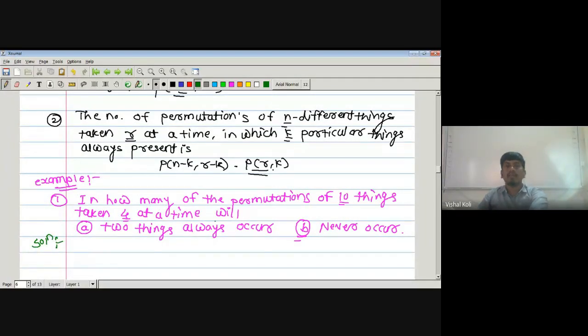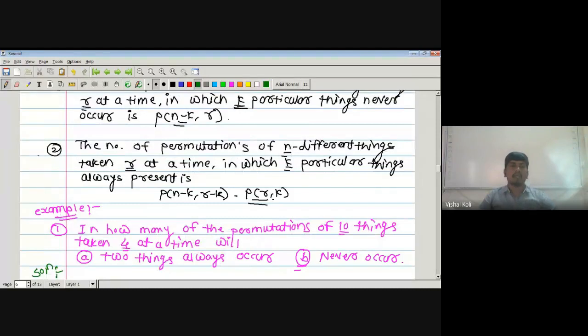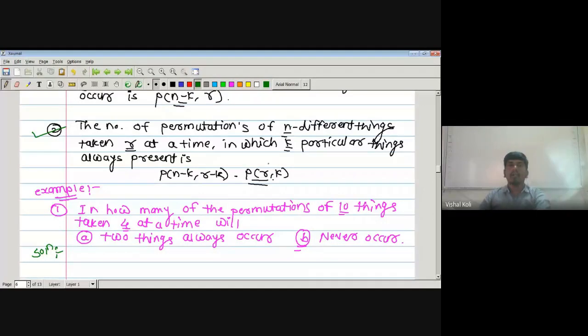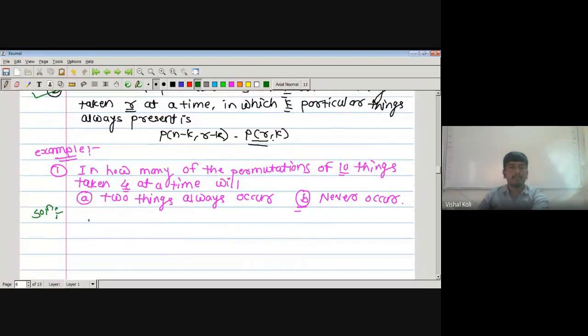Now, two things always occur. For that, we use the second note, the number of permutations of n different things, where n is 10, taken r at a time. Here we take 4 at a time, so r is 4, in which k particular things are always present. In A, two things always occur, so k is equal to 2. First we will solve this A.